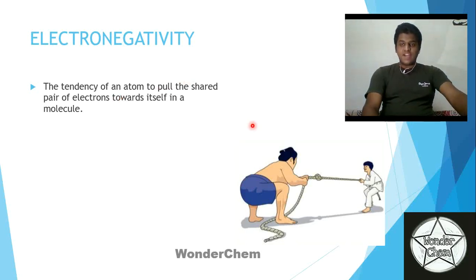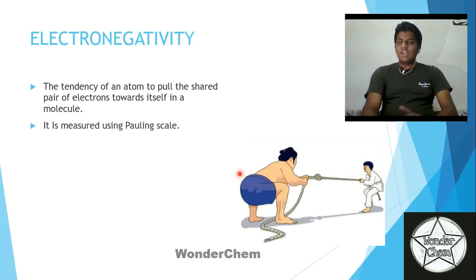To make you understand better, I have put up a cartoon where you can see a fat man, or a powerful person, pulling the rope more towards himself. It is similar with our atoms as well. If an atom is more electronegative, it tends to pull the shared pair of electrons more towards itself. It is measured using the Pauling scale. We'll be discussing this Pauling scale in the next slides.